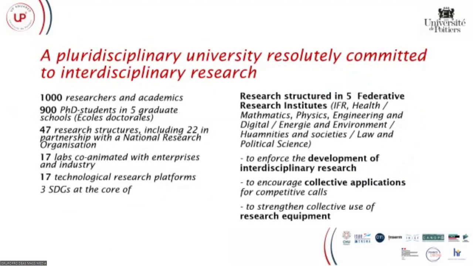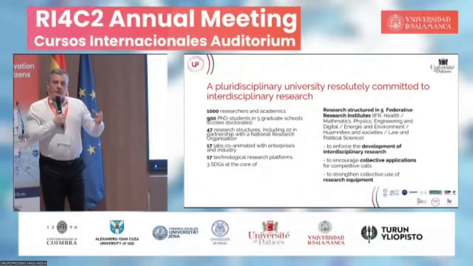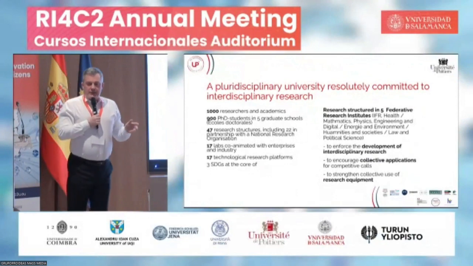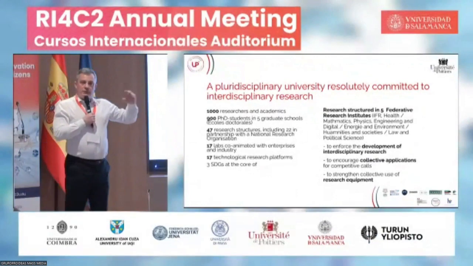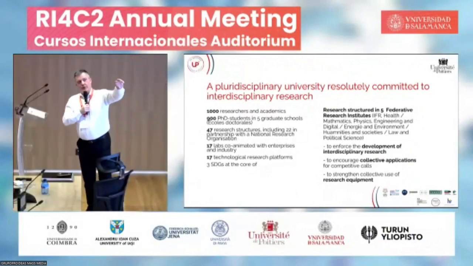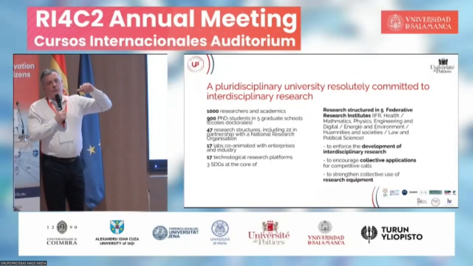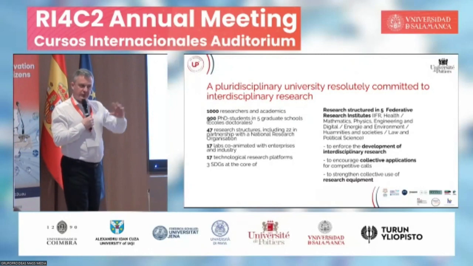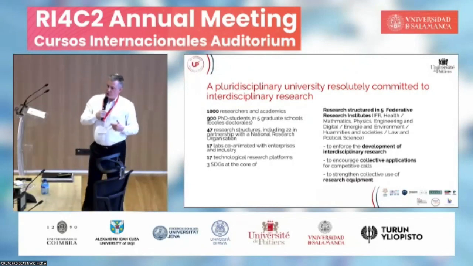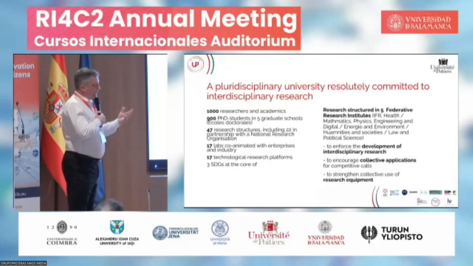Just on this slide, research was recently restructured into 5 federative research institutes: health; mathematics, physics, engineering and digital; energy and environment; humanities and societies; and law and political science. Within each of these institutes are the disciplinary labs, from the 47 research structures that are regrouped in them. They also integrate what the French call écoles doctorales, which are graduate schools in the French system. So it's a combination of research and PhD training, and not yet a graduate school in the sense of what Anglo-Saxons would understand, integrating from the master level to the PhD level, working with research on the link between training and research.